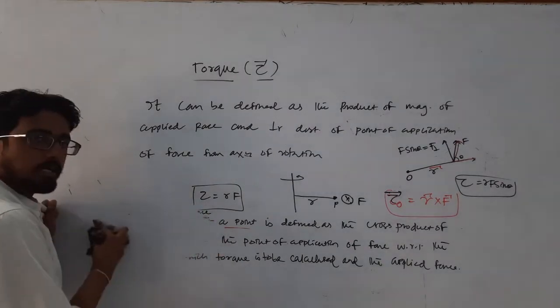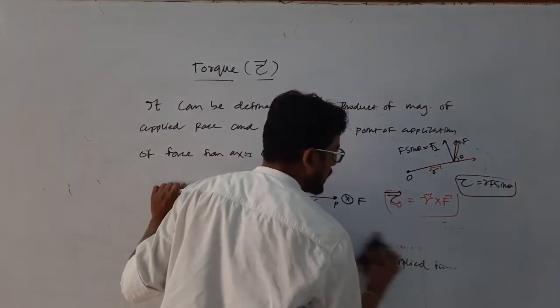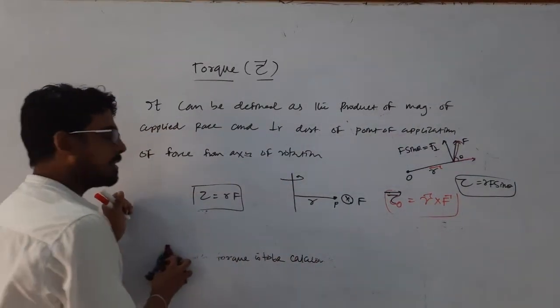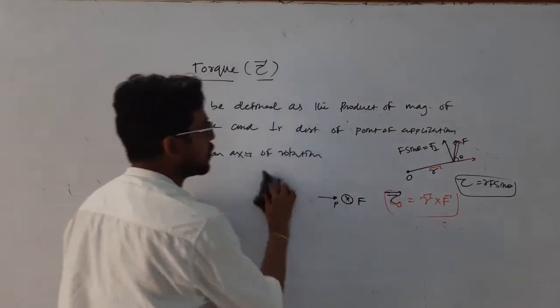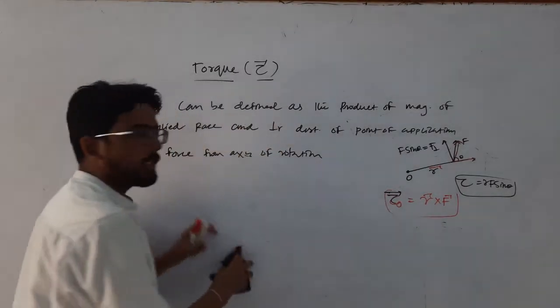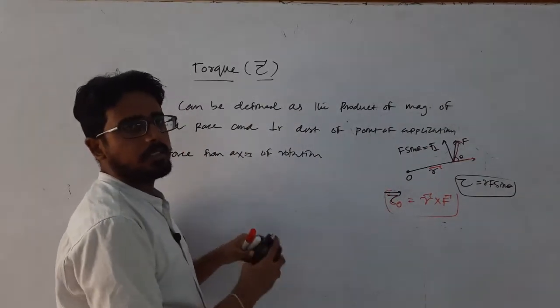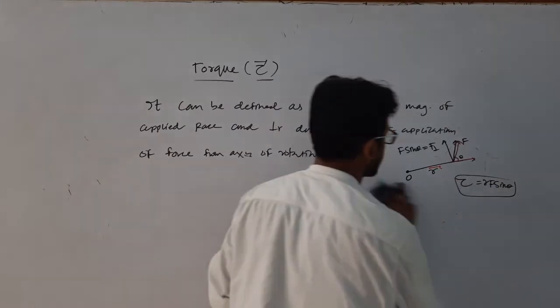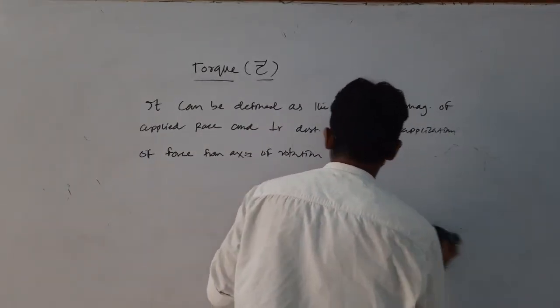If the torque is out of the plane, then it is taken as positive. If the torque is into the plane, then it is taken as negative, or you can choose your own sign convention. But in most cases, we take torque out of the plane as positive and into the plane as negative. So you have to remember how to find the torque about a point.